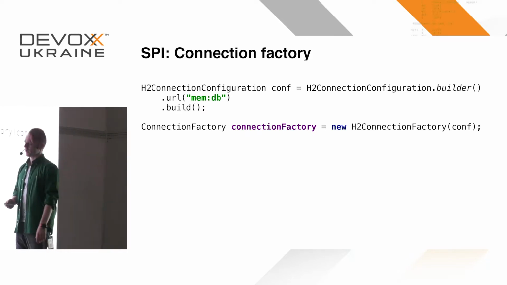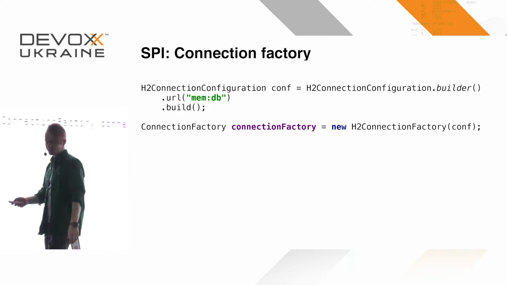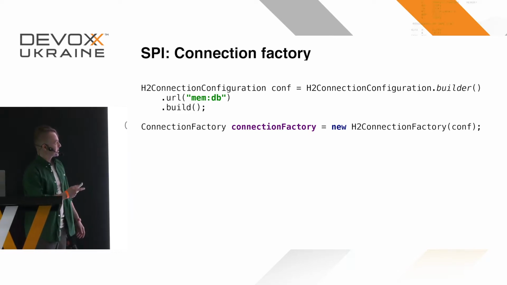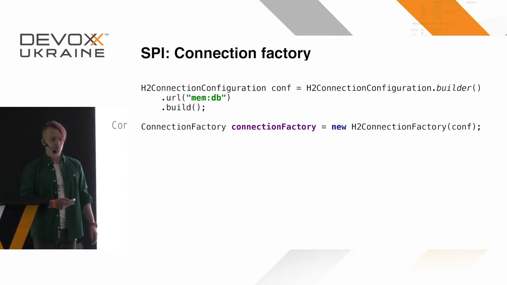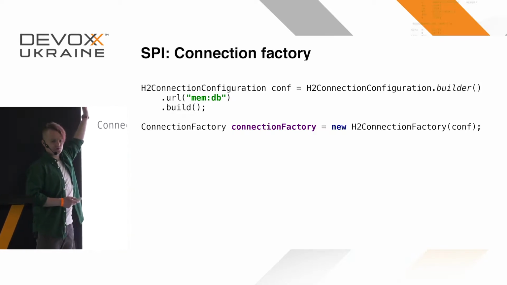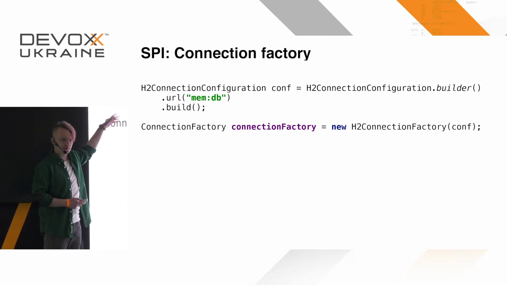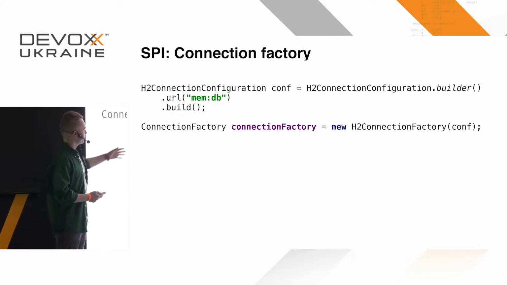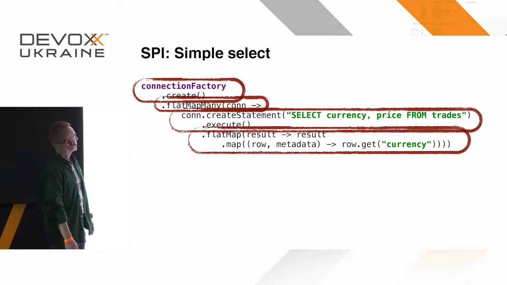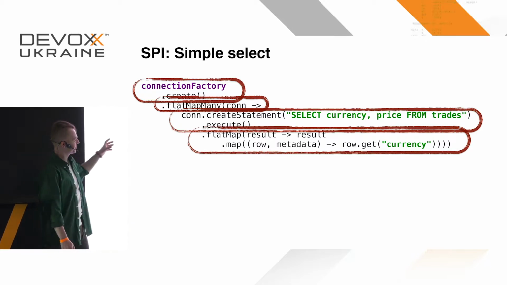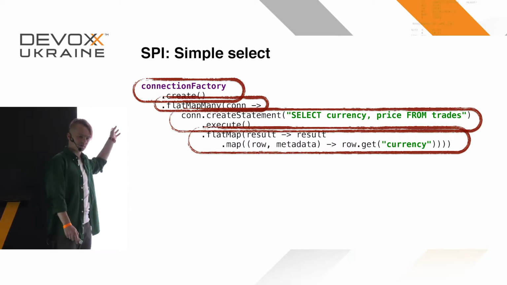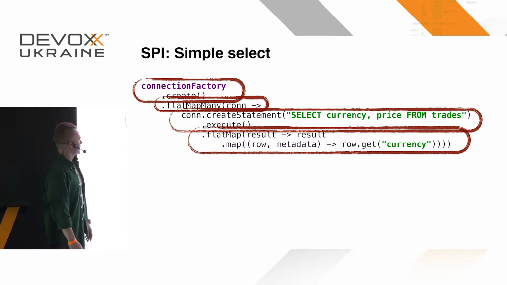So, how does it look when you're using it? Let's say we have an H2 connection factory, and this is what you need to create it. Of course, if you have Postgres, you would have user, password, host, port, all that connection config you need. And from that connection factory, we may create a connection. Because it's reactor-based, we get a Mono. That Mono we have to flat map, but to a Flux. That's why we use flatMapMany. And then create a statement, like select currency, price from trades, and then flat map the result.